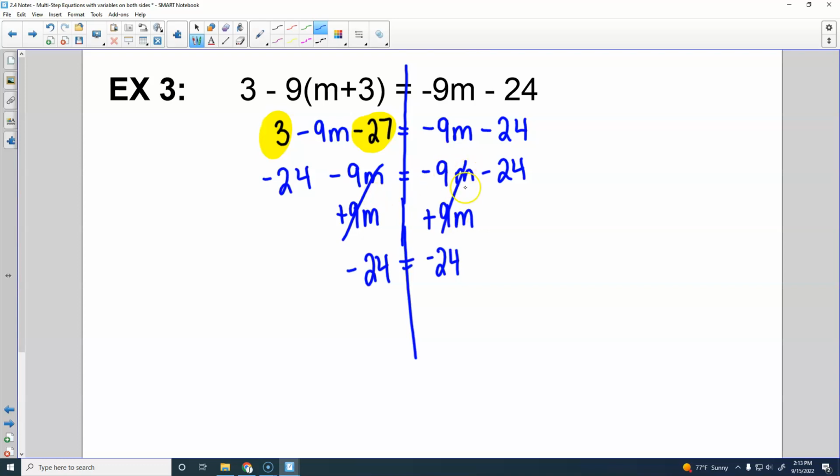Okay. M's go away completely. I have no variable left. If you have no variable left, you know your answer is either infinitely many solutions or no solution. Is the statement true? Does negative 24 equal negative 24? Yes. So this is infinitely many solutions.